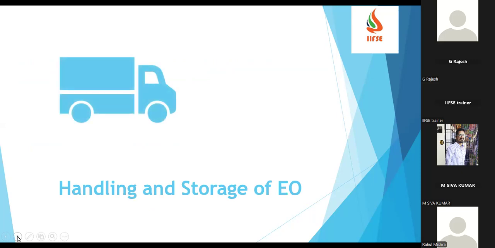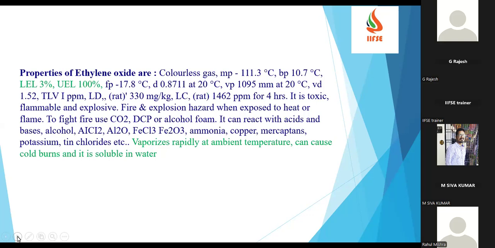Okay. Now we'll see about handling of EO, that is ethylene oxide. This is also one of the major chemicals used in industrial operations. It is also a colorless gas. The boiling point is 10.7 degrees centigrade, which is quite more dangerous than LPG. The LEL is 3 and the UEL is 100. So if you see the LEL 3 and UEL 100, here the fire range is large.